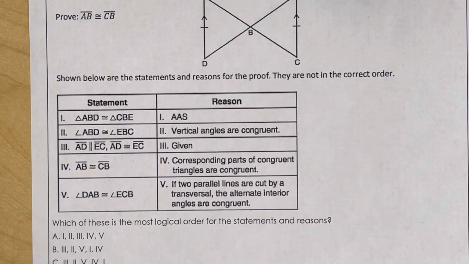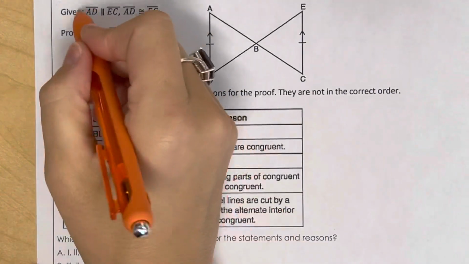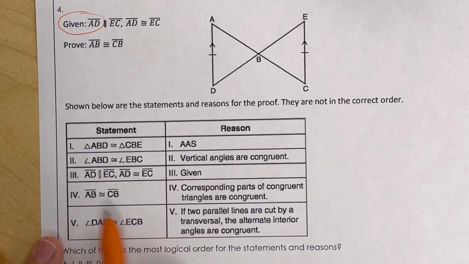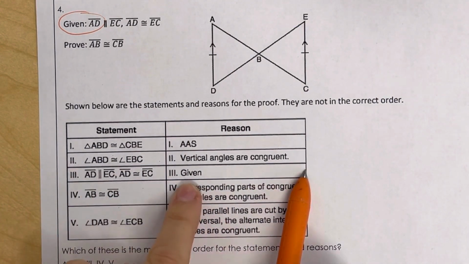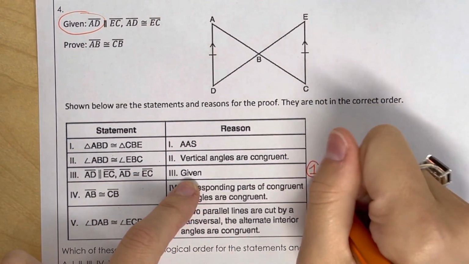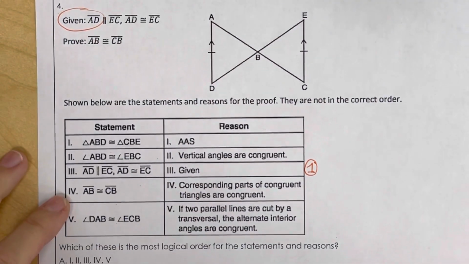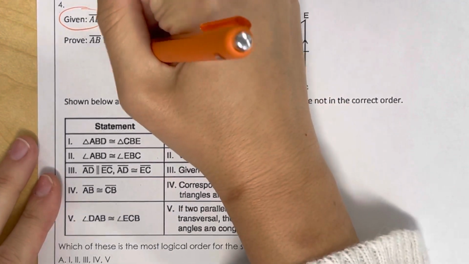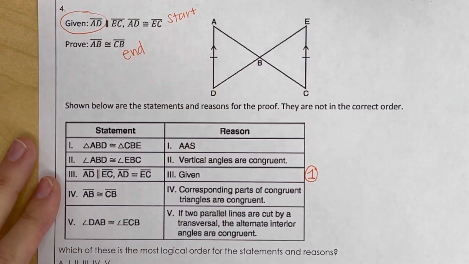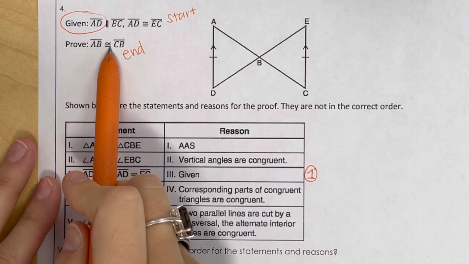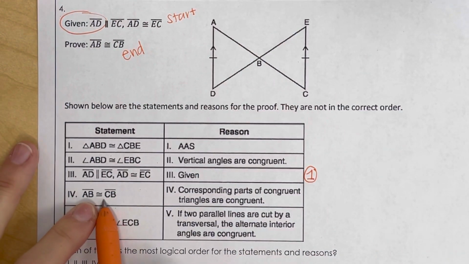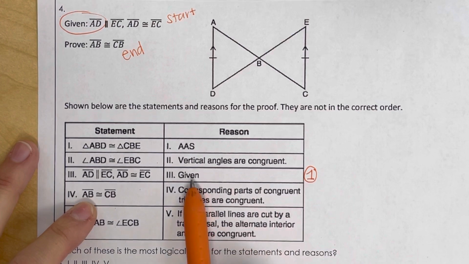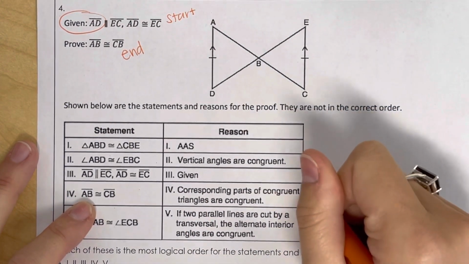Now, remember, the first thing you always start with is your given information. So I'm going to come over here, I'm going to find which one's my given information. It looks like this number 3 is my given, so this should really be my first step. And then remember, you always start with your given and you always end with your proof. So your last statement should be AB is congruent to CB. So here's this statement. This should be your final statement, right? So there's 1, 2, 3, 4, there's 5 steps total. So this one should be your first. This one has to be your last.